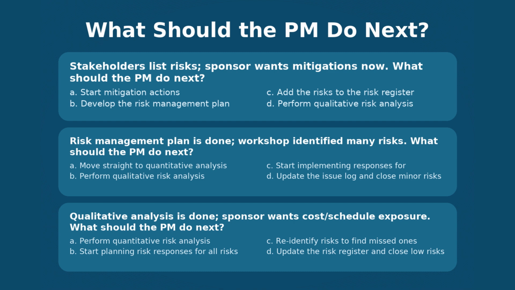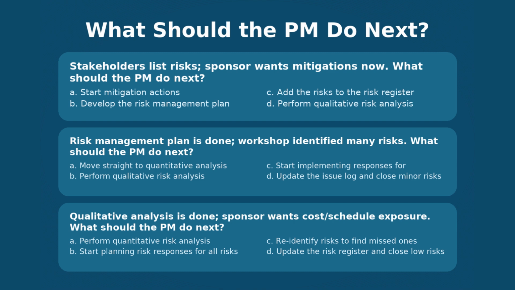Moving on to the next question. You have done qualitative risk analysis and now you have a prioritized list: high, medium, low. Some high priority risks could increase cost and delay the schedule. Your sponsor says, okay, but how much are we talking? In rupees or dollars and in days? What should the PM do next?